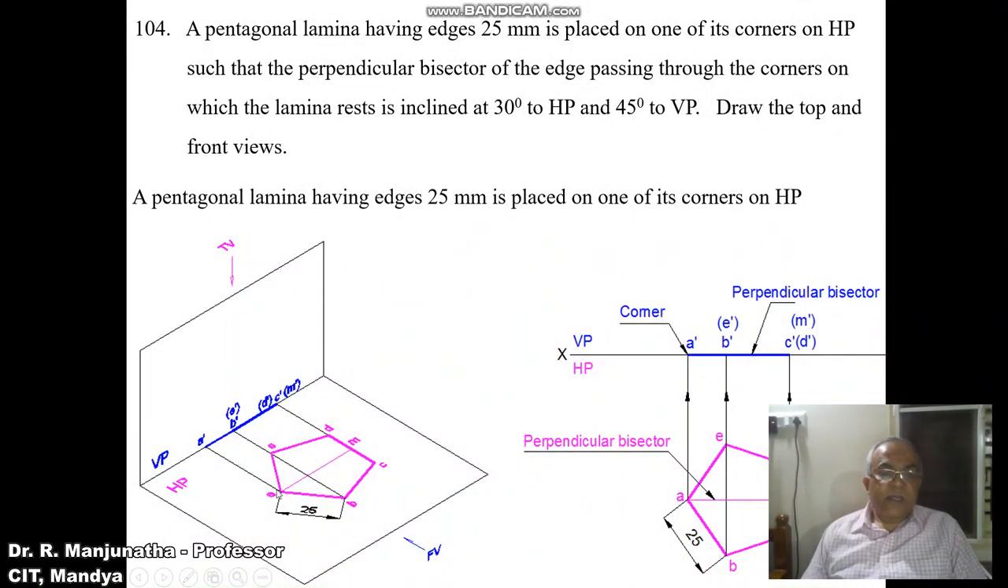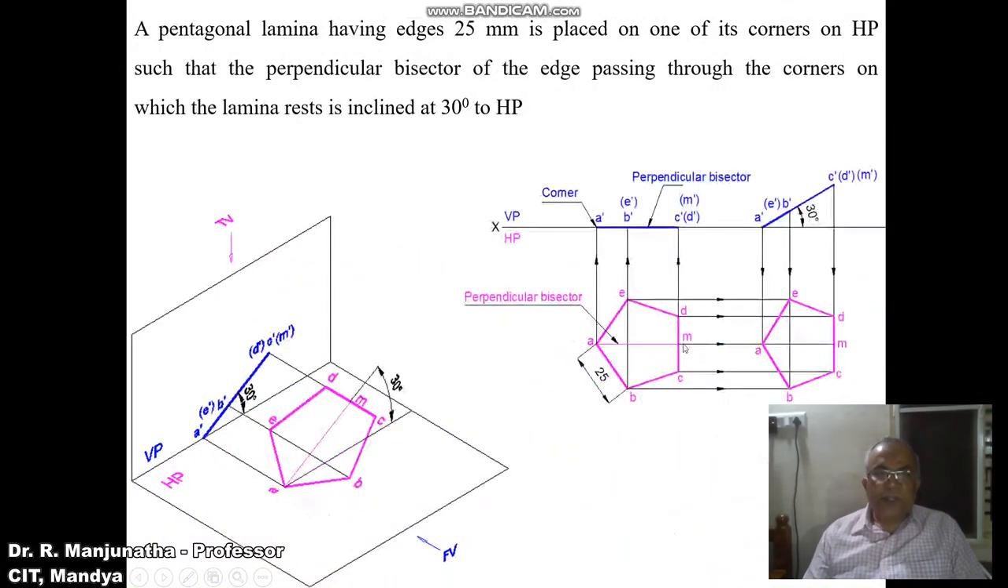Now, since the surface is parallel to HP and perpendicular to VP, you are getting a line in the front view. And since it is parallel to HP, in the top view you are getting the true shape. That is what we have shown here, with one of the sides perpendicular to VP. A dash M dash is the perpendicular bisector, which is parallel to VP, so obviously this perpendicular bisector will be in true length.